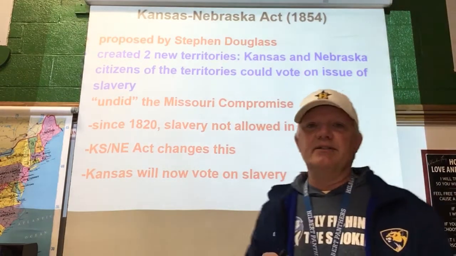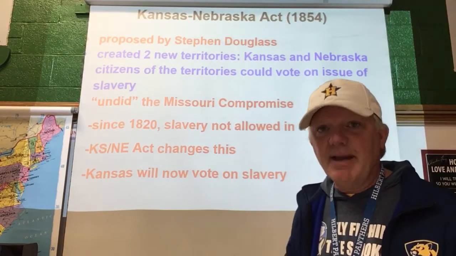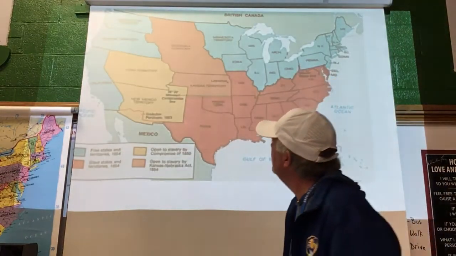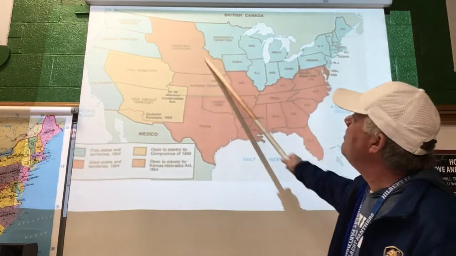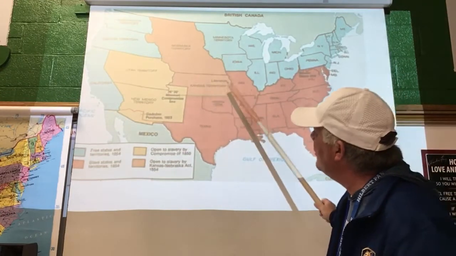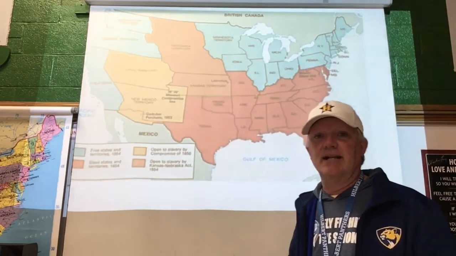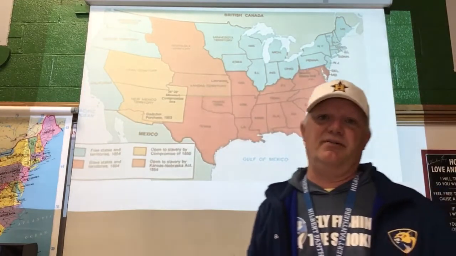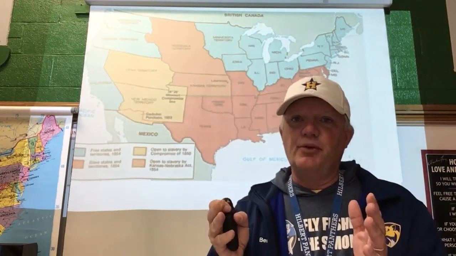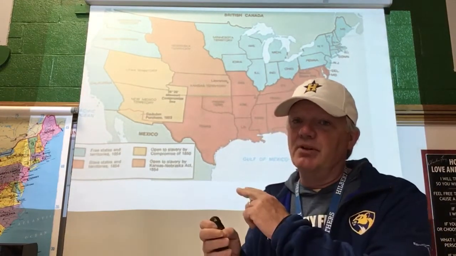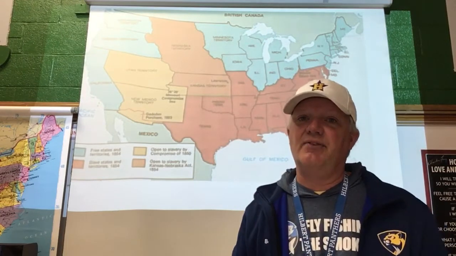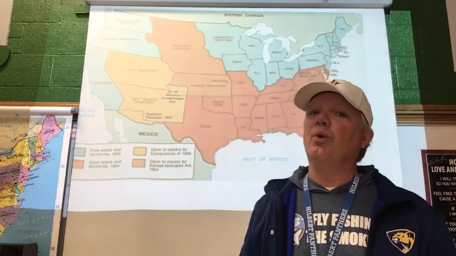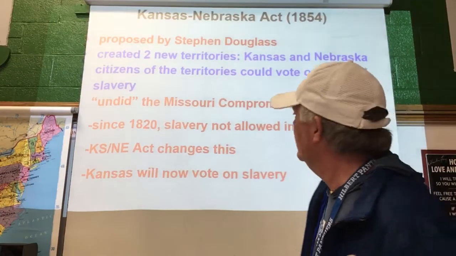And Northerners hated this, because if you look at the map again, both of these territories are north of that Missouri Compromise line. They're north of the Ohio River. It's supposed to be free there. But now the people are going to be able to vote on the issue of slavery, and Northerners were worried. All right?